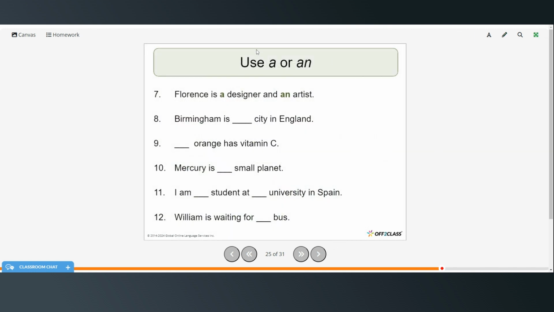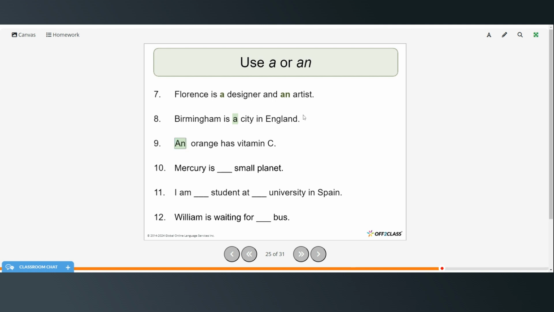All right, now you're going to fill in the sentences with a or an. You can pause the video and do this on your own, and then restart when you're ready to check your answers. All right, so Florence is a designer and an artist. So here we have two things. So because designer starts with a D sound, we use a designer, but artist starts with an A sound, so we say an artist. So Birmingham is a city in England.